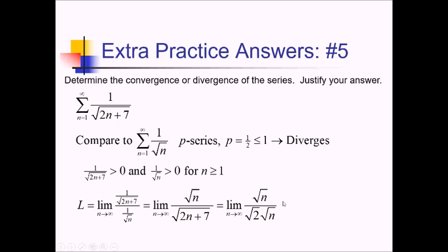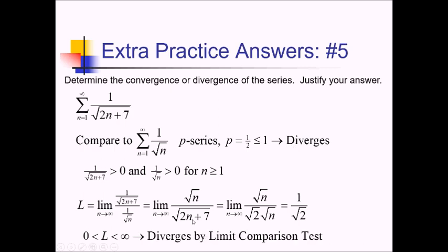leaving me with 1 over radical 2. Now the important piece here is that this number, this L we just found, is between 0 and infinity. This proves by the limit comparison test that our comparison series and the original behave the same. Since the comparison diverges, this shows by the limit comparison test that my original diverges.